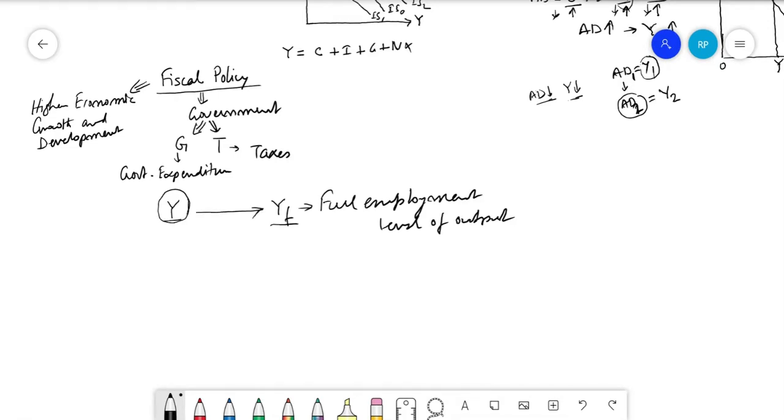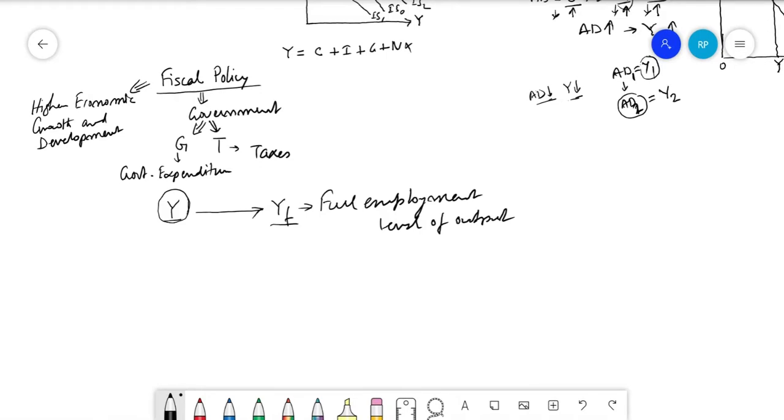So the government's aim is to bring the economy from Y level to YF level of output. It means your aim is to achieve a level of production at the full employment level of output, meaning you are utilizing all the resources and everyone is employed in your country. That level of production you want to achieve. Once you achieve the YF level of output, all the laborers who are willing to work are getting jobs, and you achieve the maximum, or optimum, level of production. So it is the aim of fiscal policy.